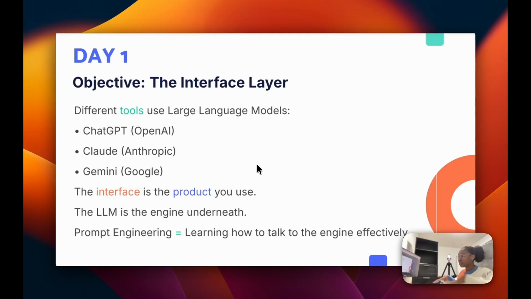And so prompt engineering is more about learning how to talk to these large language models effectively. And that is exactly what we are going to be looking deep into in the subsequent days.